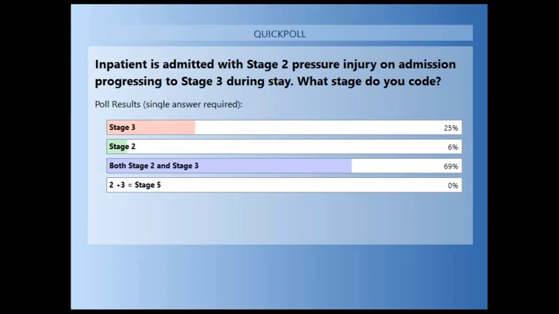Okay, so this one, for everybody, the 69% of you who said that the answer is C, it is both a stage 2 and a stage 3, that is the correct answer for this inpatient. Now remember, the healthcare setting has everything to do with how we code this. If this had been somebody who was sent to post-acute care, the answer would be A. In order to get our POA indicator for our inpatient acute care, we need to report both stages with the POA indicators of yes and no.